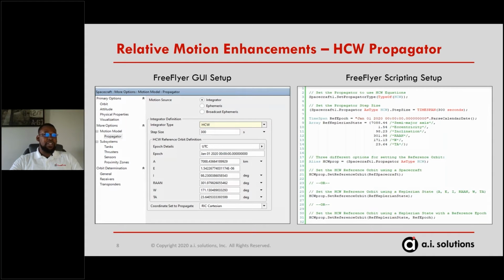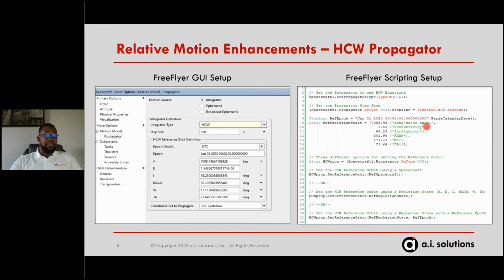using the simple script that is shown here on our screen, where you're setting the propagator type to be an HCW. And then we can see that we're just accessing the properties of that propagator using our typecasting, and we can see that we're setting our step size to be 300 seconds, just like we would in our spacecraft GUI. And then we can see that in this script here, we're actually creating a time span and an array to handle our reference epoch and our actual reference state in Keplerian that we want to propagate against.